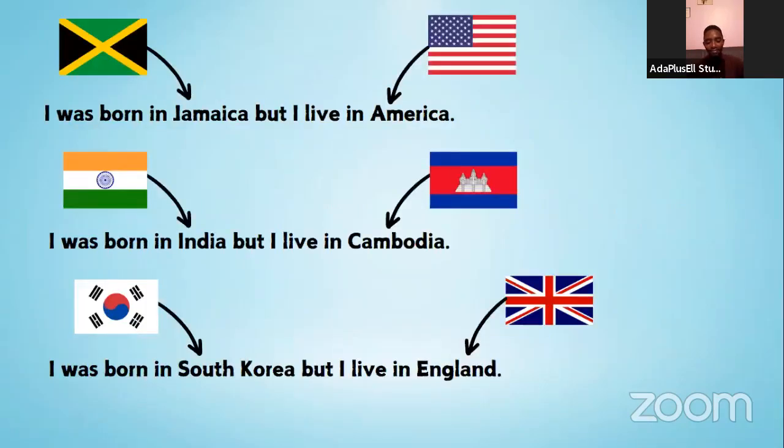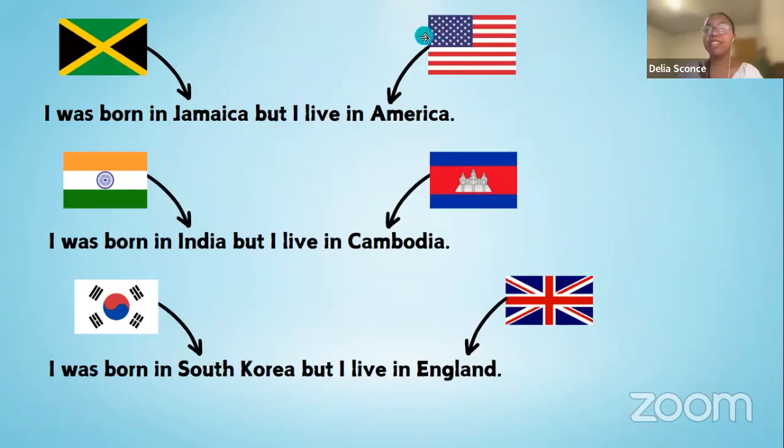And here we have more. So we have someone who is saying, I was born in Jamaica. So the person was born in Jamaica. This is an arrow. Then he's saying, I was born in Jamaica, but I live in America. So this is the flag of America. It has a lot of stars here, and then it has red and white stripes.